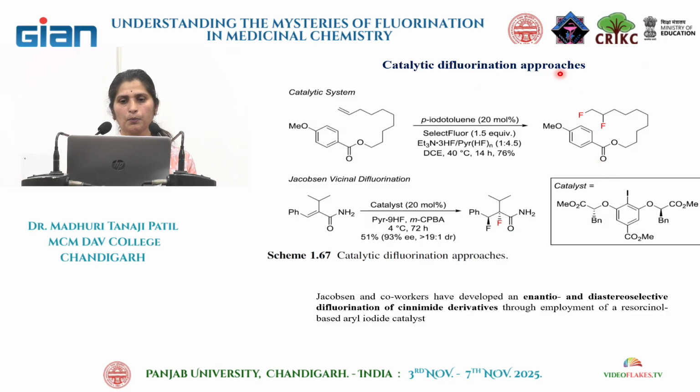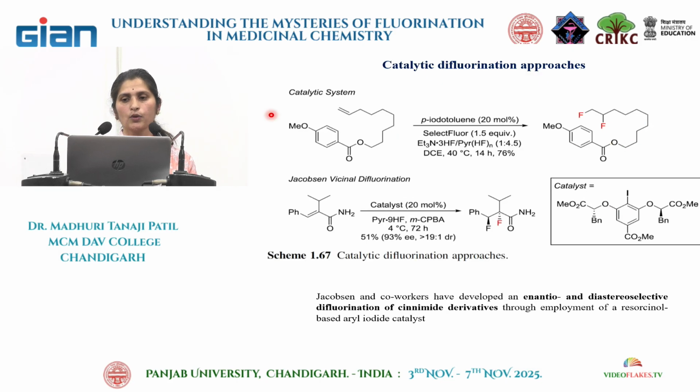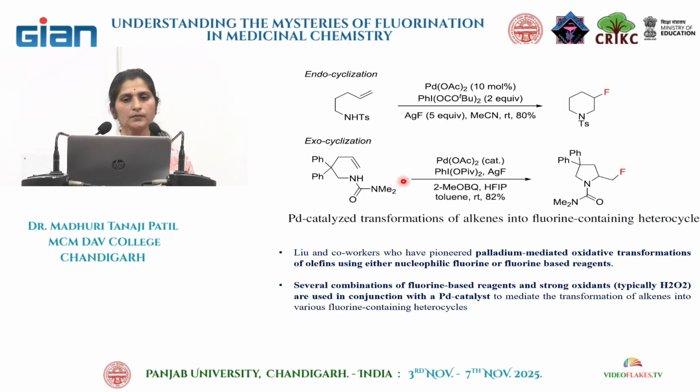Catalytic difluorination approach. Here you saw that there was an alkene and you had only one fluorine atom, with an amine group at this place. Now you can have fluorine on both carbons. This can be done again by Selectfluor, and you have to use a catalyst like this. Jacobsen and co-workers have developed an enantio- and stereoselective difluorination of cinnamide derivatives. You can use such a reagent for this reaction.